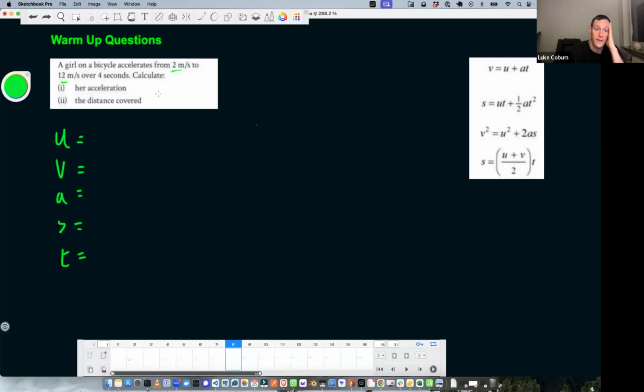She accelerates from 2 meters per second, so the initial velocity u is 2 meters per second. The final velocity v is 12 meters per second, and she does that in 4 seconds. I'm looking for a, and I'm looking for the distance, s. So for a, I've got u, I've got v, I've got a, and I've got s. The equation that I need is v squared is equal to u squared plus 2as.